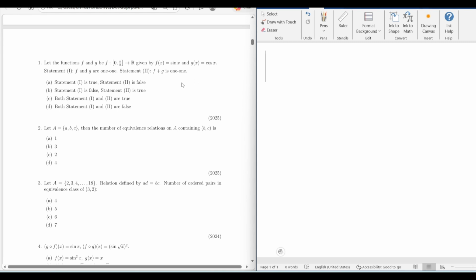So they have given you two statements. The first statement is they are telling both f and g are 1-1, and in the second statement they are telling f plus g is 1-1. Addition of those two functions is 1-1, they are telling. So let us first go with the first statement.